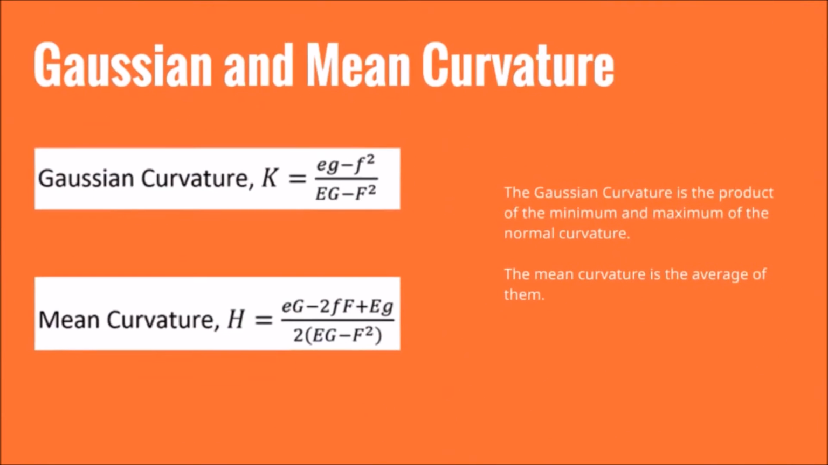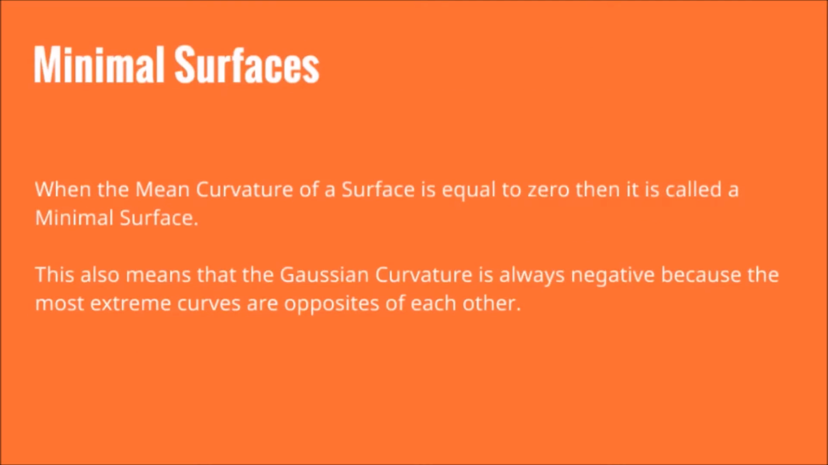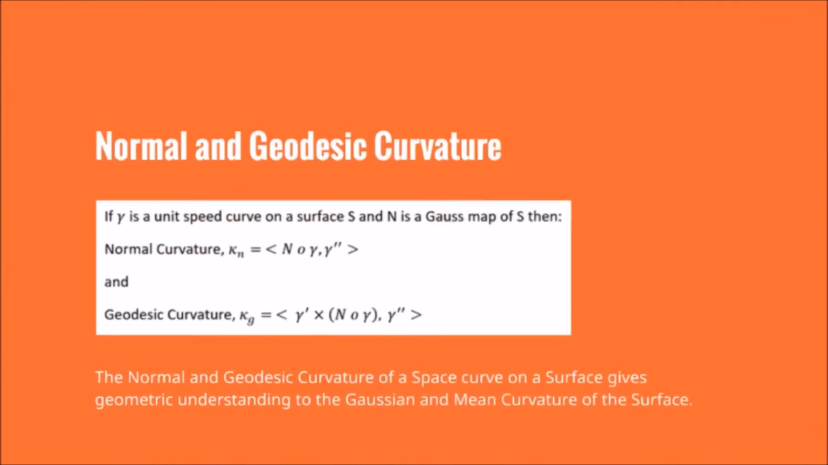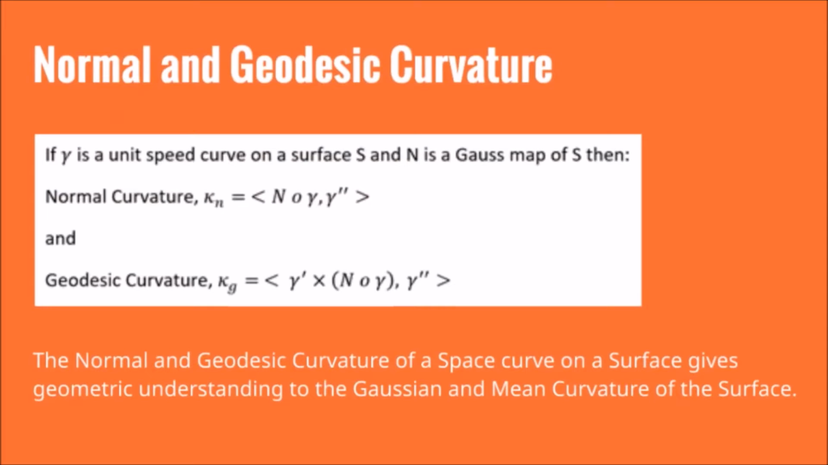Using both sets of coefficients, we can now calculate the Gaussian curvature, which is the product of the minimum and maximum of the normal curvature, and is given by small eg minus f squared divided by capital EG minus F squared. The mean curvature is the average of the minimum and maximum curvature, and is given by Eg minus 2fF plus eG divided by 2 EG minus F squared. When the mean curvature of a surface is equal to 0, it is called a minimal surface. This happens because the minimum and maximum curvatures are opposites to one another, and so the Gaussian curvature for these surfaces is always negative.